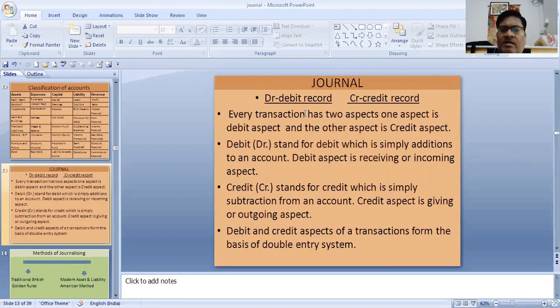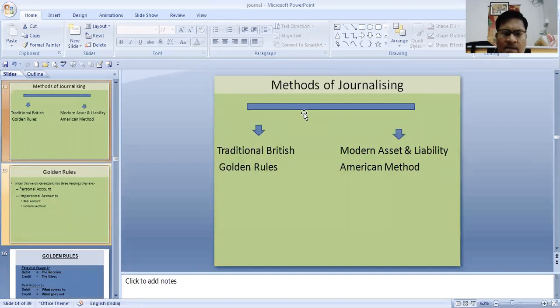We have prepared the rent account. Debit aspect will be receiving money, something like that, and credit aspect means reducing money. Credit aspect is giving or outgoing aspect. Next is debit and credit aspects. Debit aspect and credit aspects of a transaction form the double entry system of our transactions. So now we will be learning the methods of journalizing. You see, we have two methods of journalizing. One is the traditional or British method, and one is the modern method.